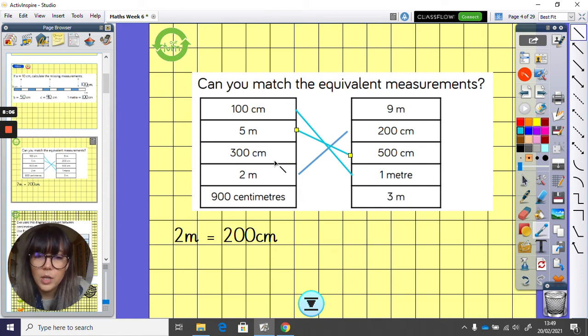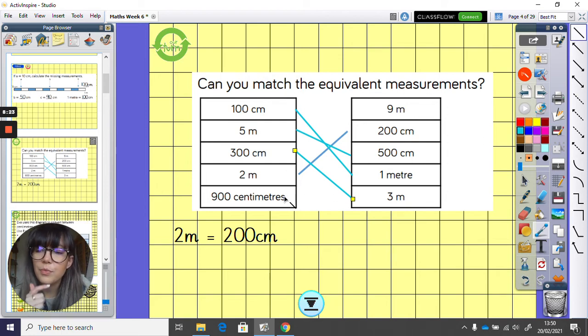300 centimetres. So we need to think, what is that in metres? So I know that 100 centimetres is equal to 1 metre. So 300 centimetres is going to be equal to 3 metres. Well done. Okay, I've done that one.